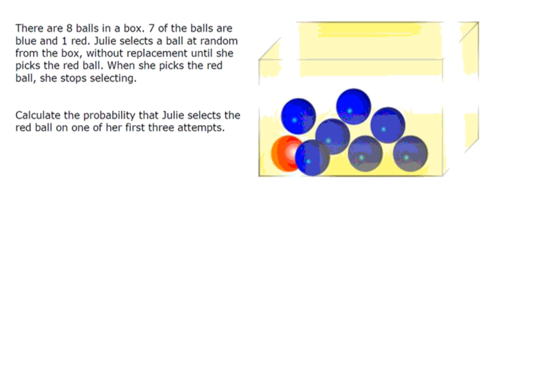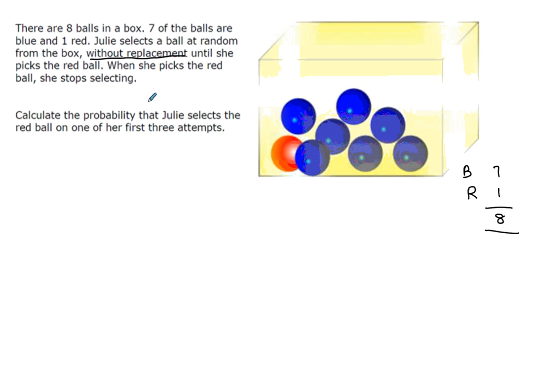Okay, there are 8 balls in a box. 7 of them are blue and 1 is red. So I'll just put that there. It's easier to. So blue and red, 7 and 1, and a total of 8. Just by writing that, I just feel like I'm a bit in control. I've written something. Okay, Judy selects a ball at random without replacement.